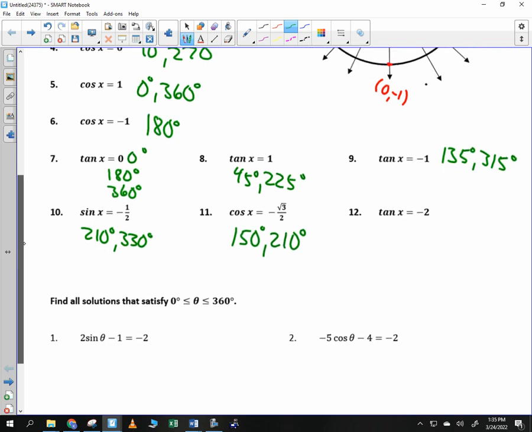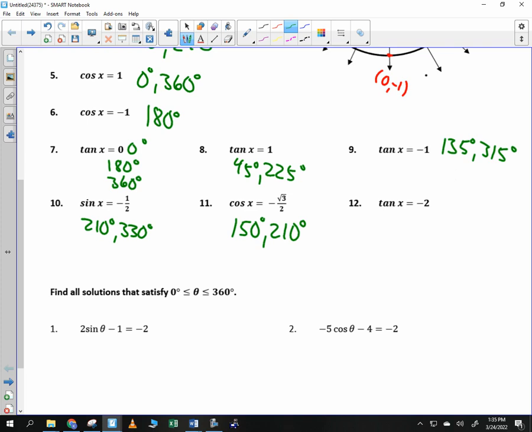And now look at number 12. Is there a nice value for where tangent's equal to 2 or -2? There's not, is there? There's not. So what we've shown you is some nice values that come up that we can just look at the unit circle and figure out. But for most situations, you're not going to come out with these super nice values, and you need your calculator. So take out your calculator, okay?